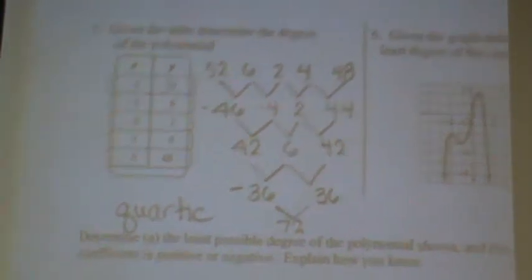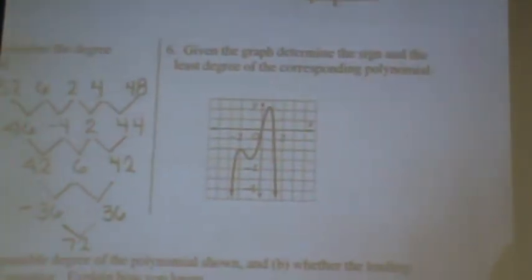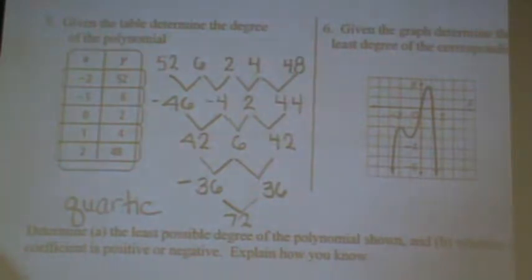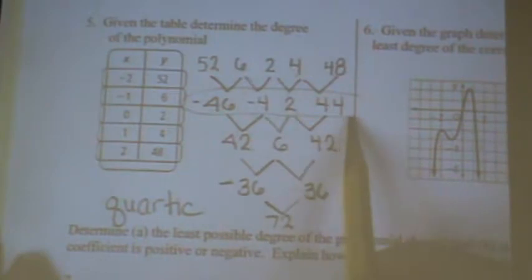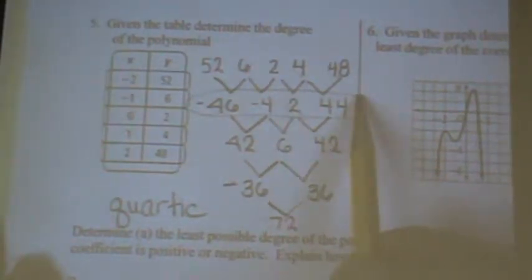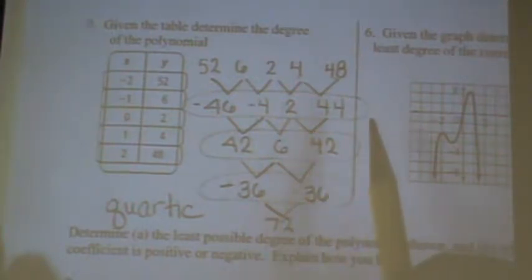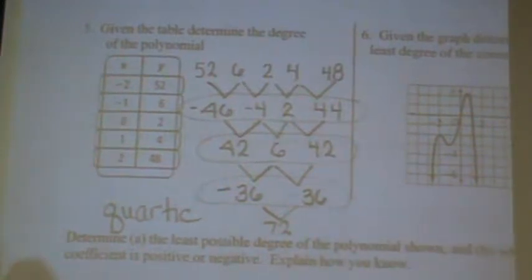Okay, what about number 6? Someone's got a question. Oh, I'm sorry. Do you count the Y's in that too? Like when you figure out if it's cubic or quartic? No, if this first set of differences were the same, it would be linear. If the second set were the same, it would be quadratic. If these two were both negative 36 or 36, I'd say it's cubic. But it's quartic. Okay. 4.